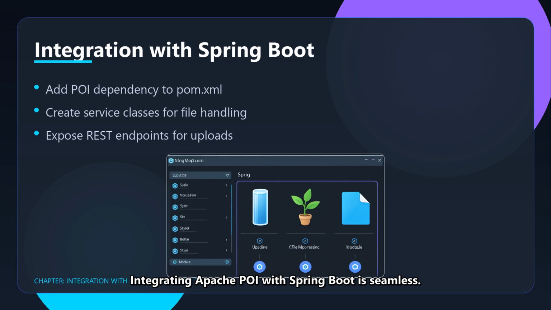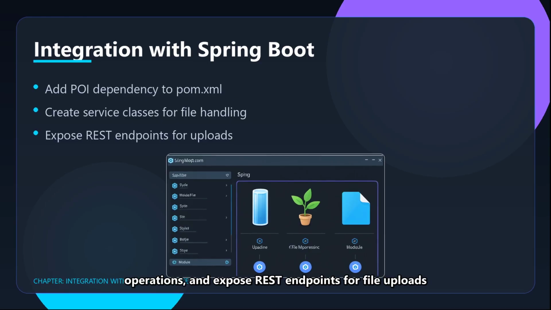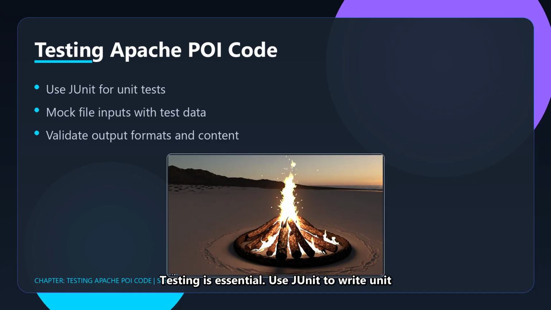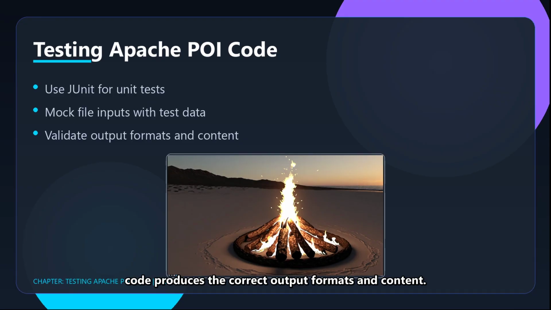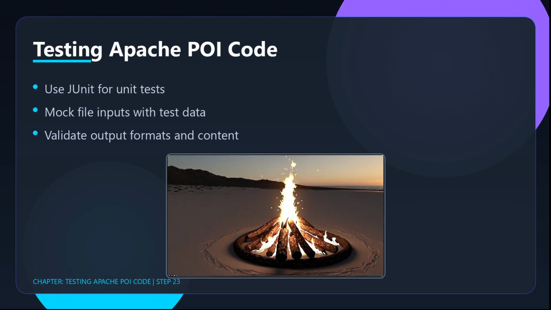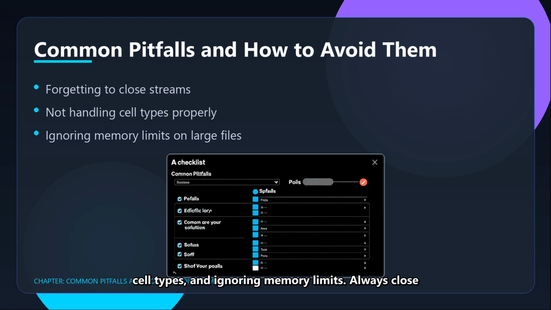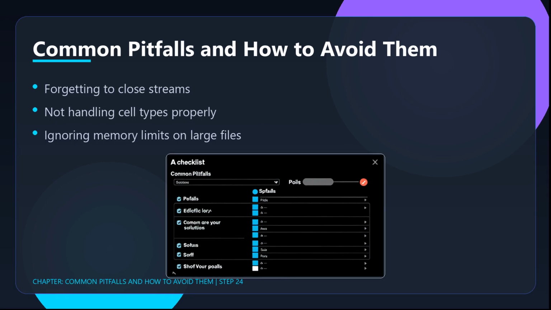Integrating Apache POI with Spring Boot is seamless. Add the dependency, create service classes for file operations, and expose REST endpoints for file uploads and processing. Testing is essential. Use JUnit to write unit tests, mock file inputs, and validate that your code produces the correct output formats and content. Common mistakes include forgetting to close streams, mishandling cell types, and ignoring memory limits. Always close resources, check types, and use streaming for large files.